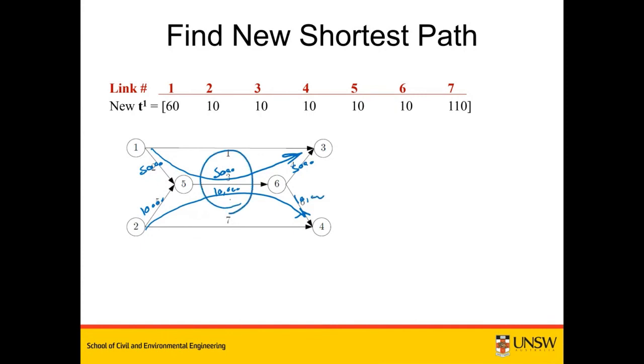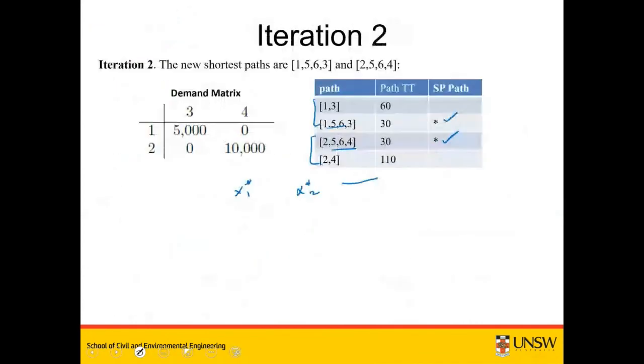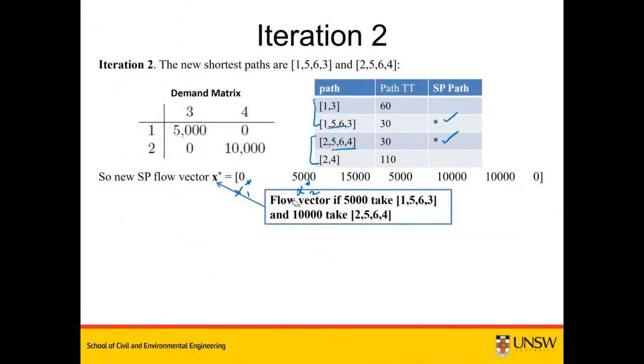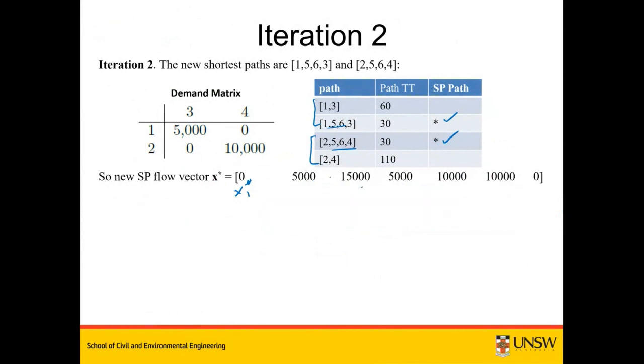So that gives me the volume of this link three to be equal to 15,000, while the others remain 10,000, 5,000, 5,000, 10,000. But for this one in the middle, the link volume is 15,000: 5,000 of them relates to the demand going from 1 to 3, and 10,000 relates to the demand going from 2 to 4. So that's where the 15,000 comes from. I just want to tell you where this 15,000 comes from, okay? And so this would be my x star.